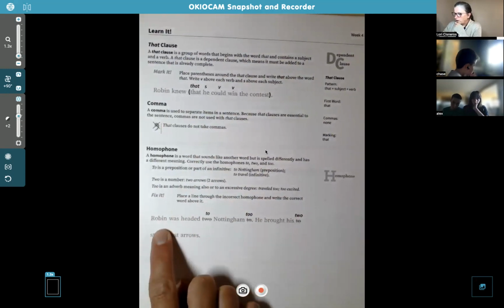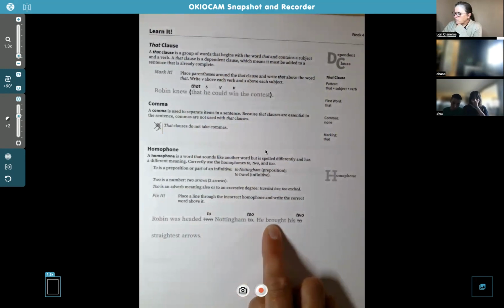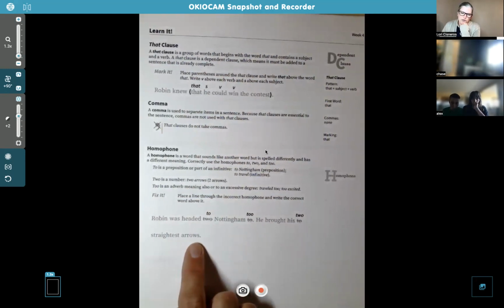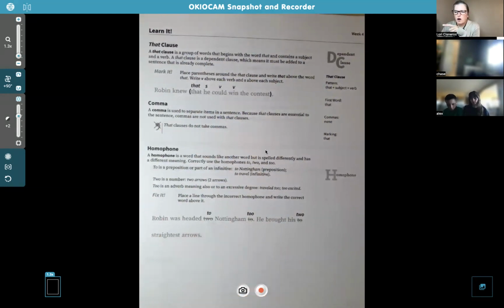So here we have Robin was headed to Nottingham to. He brought his 2 straight arrows. So obviously the original twos were in the wrong place. What you do is draw one line through the word that's wrong, the homophone that's wrong, and then you write the correct one on top of it. That's how you fix it in this book.